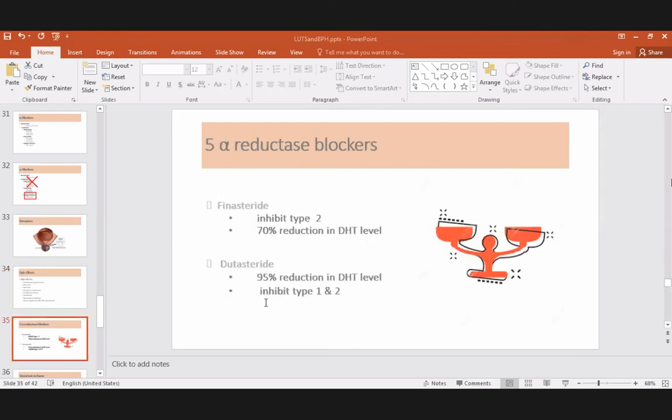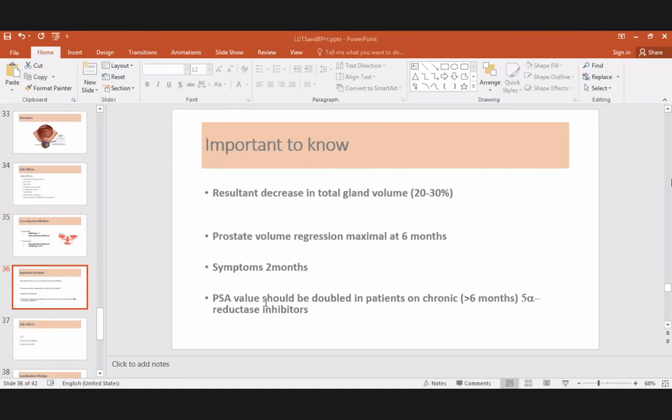The second group of medications that we use are the 5-alpha reductase inhibitors. These are finasteride and dutasteride, and they are very beneficial as they not only relieve the symptoms, but with the passage of time, they also reduce the size of the gland, as they reduce the DHT level. With the decrease in the DHT level and its effect on the prostatic gland itself, it causes reduction in the cell size. There is a resultant decrease in the total gland volume of about 20 to 30%, and the regression is maximum at 6 months.